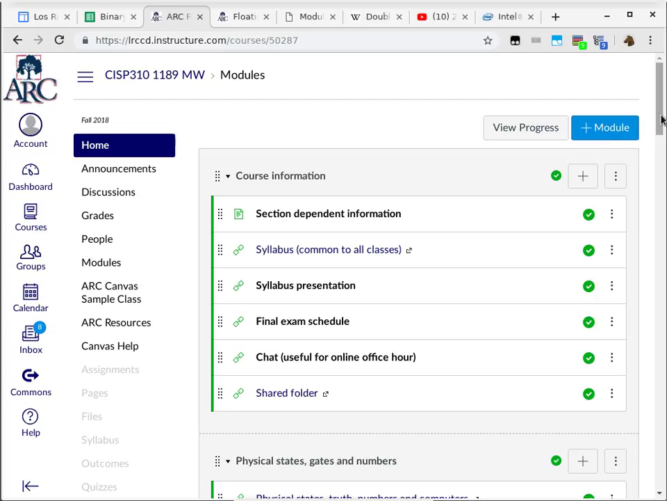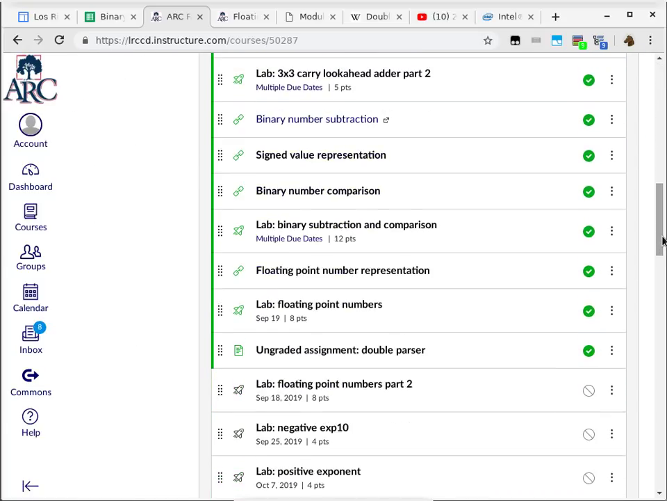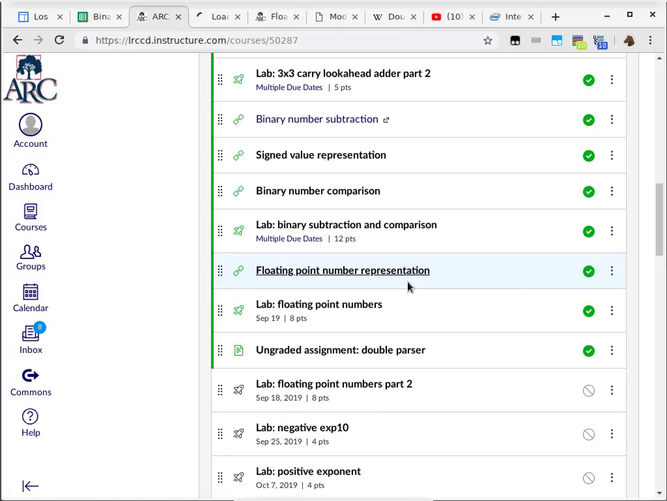I think last time we were done with explaining comparison, and that's why you guys got the lab to work on comparison. So what we'll do today is move on in the same order as in Canvas, and we'll start to talk about floating point numbers. So this is the floating point number representation module, and we can get started here.